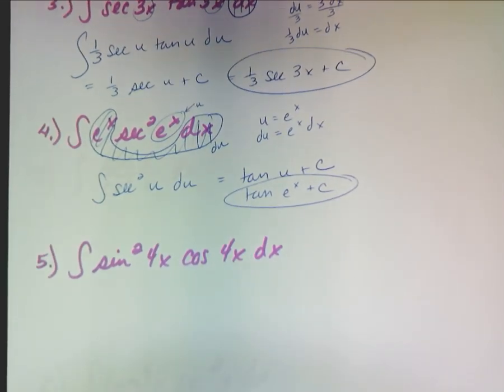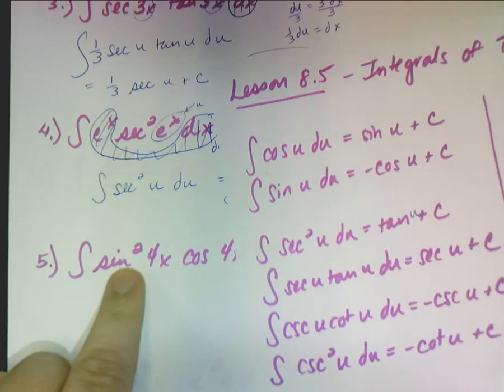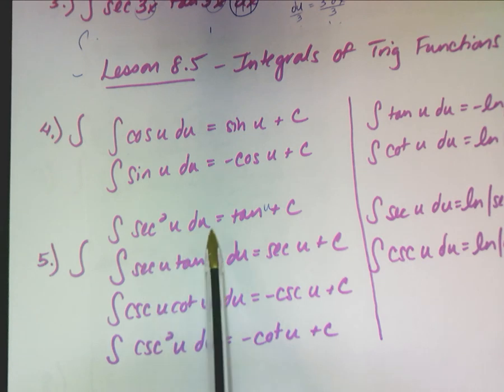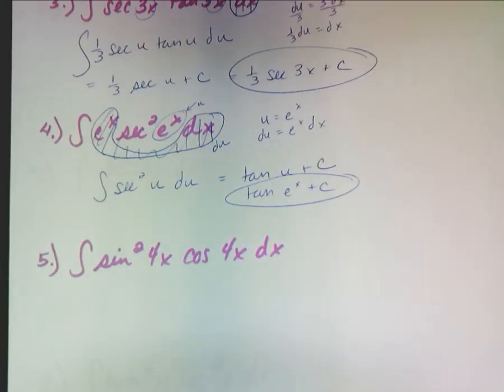Okay, so let's do this one. You're looking at it and like sine squared 4x cosine 4x. So let's look at my list here. Do I have a sine squared 4x cosine 4x? Sine squared, sine, secant squared. Oh, I don't. Okay, so what am I going to have to do now? Well, my u is going to be different. My u is not going to be just 4x, okay? It's not going to work. It's going to have to be something else.